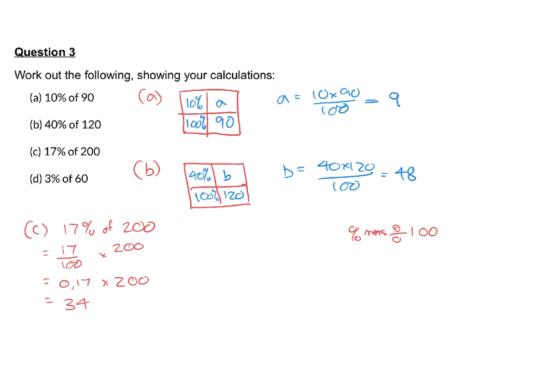Let's look at D. I'm running out of space, so I'm going to put D down here. I want 3% of 60. So 3% is 3 divided by 100. Of means multiply, so 3 divided by 100 multiplied by 60. 3 over 100 is 0.03. It is not 0.3. Don't make that mistake. That's a common one. And then multiply that by 60.